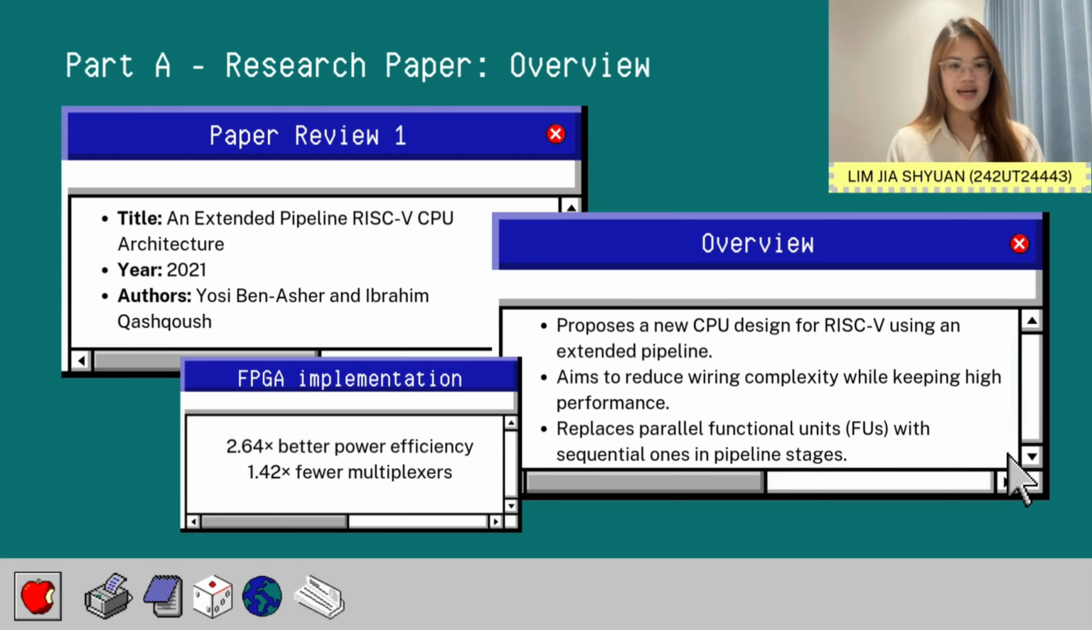Thank you, Jiaqi. Hi everyone, my name is Lim Jiashen. So now I'll be presenting an overview of 4 research papers related to computer architecture. First, the first research paper proposes a new RISC-V CPU design with an extended pipeline that reduces wiring complexity while maintaining high performance. It replaces the parallel functional units with sequential ones in different pipeline stages. FPGA implementations also show 2.64 times better power efficiency and 1.42 times fewer multiplexers compared to traditional designs.